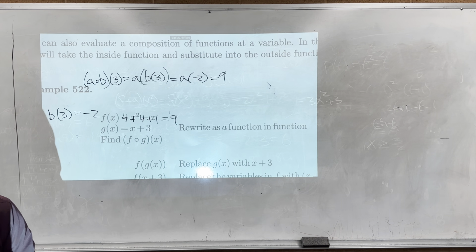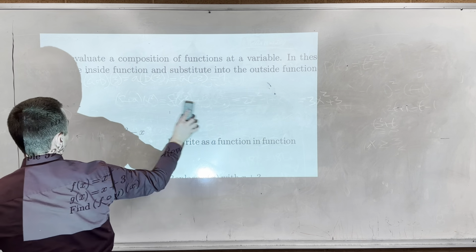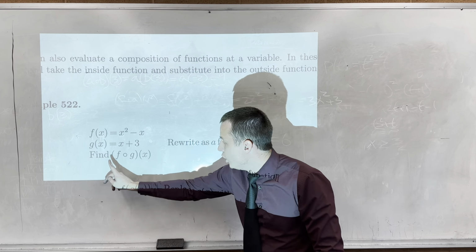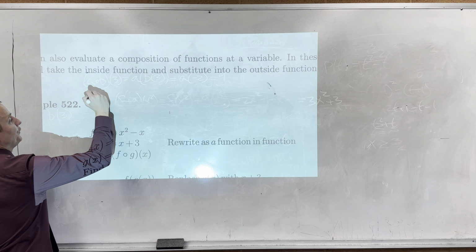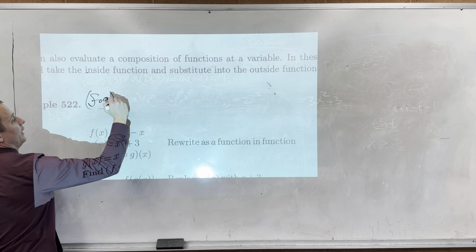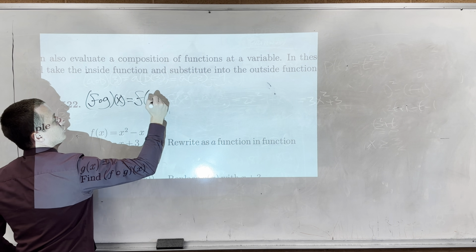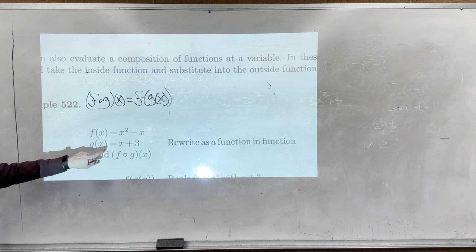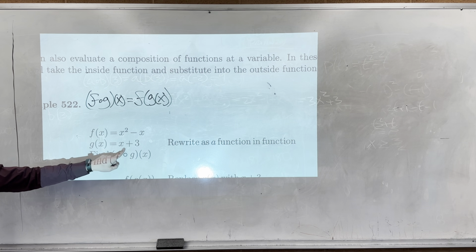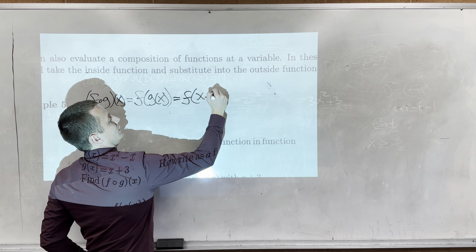All right, let's try it more in general, not with a concrete number. So this time he gives us our two functions f and g. We want to find f composed with g of x. How do we figure this out? The definition of f composed with g of x is equal to f of g of x. So what is g of x? It's just x plus 3. So this is equal to f of x plus 3.